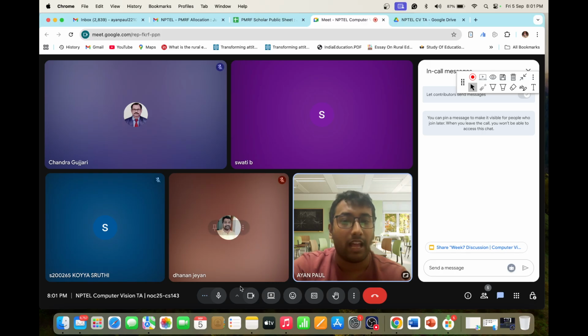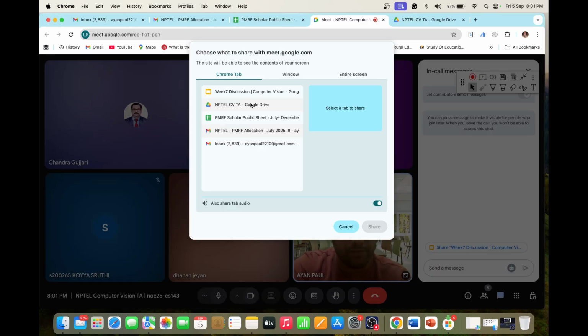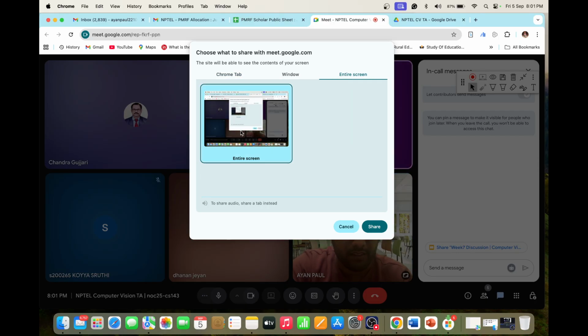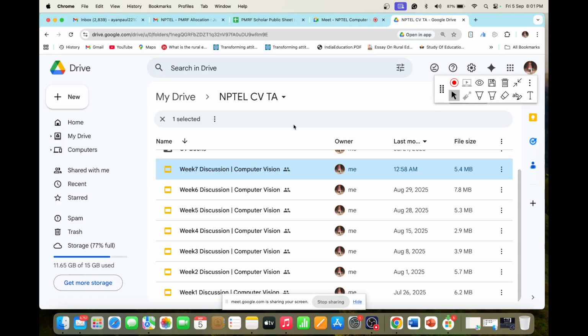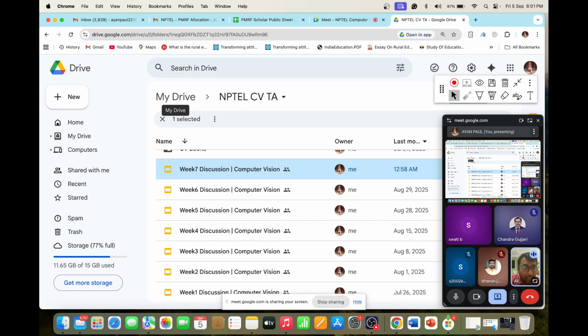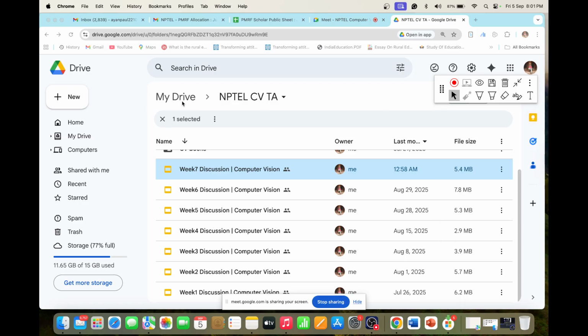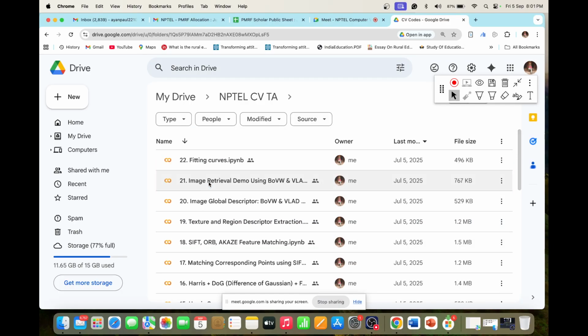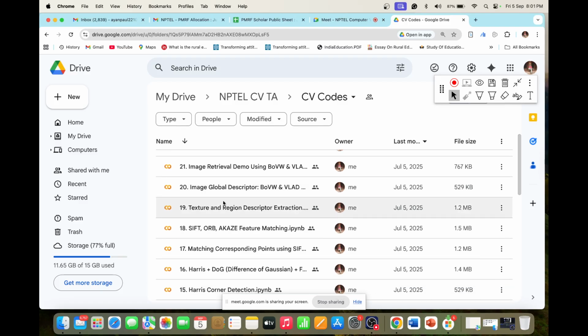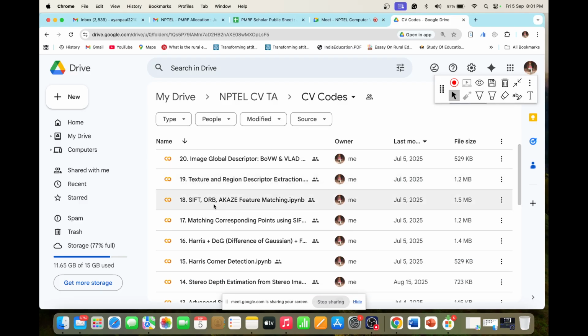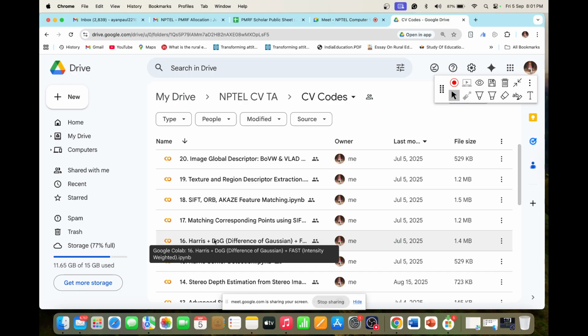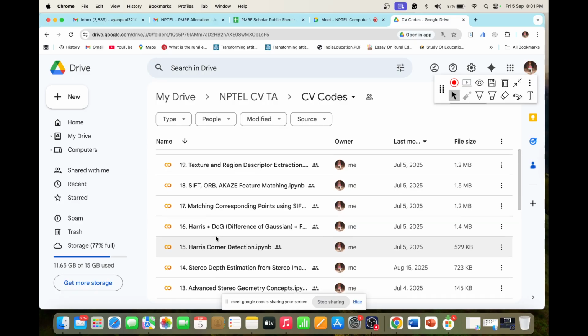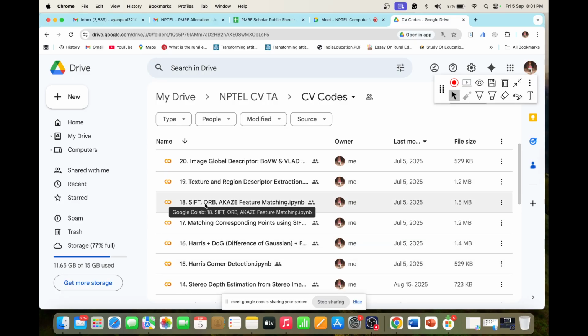Let me also show you. This is the folder, and I hope everyone knows this folder. I have given you all the codes here. You can see the fitting curve, and everything we discussed in the previous class, like SIFT, Harris plus DoG operator, Harris corner detector, etc. You can just open these codes.